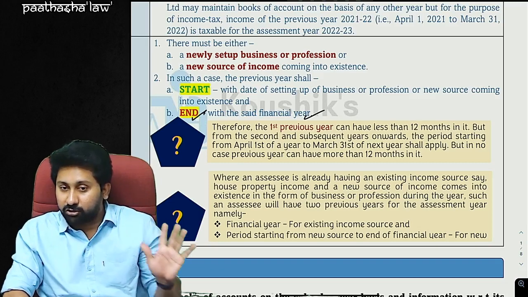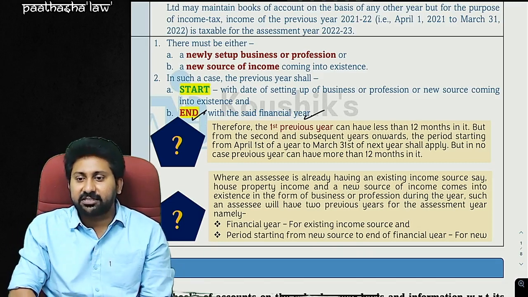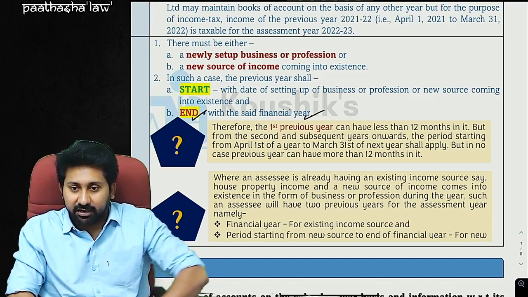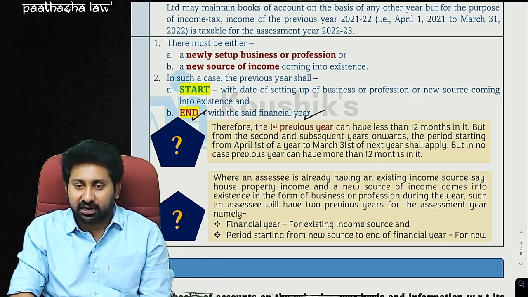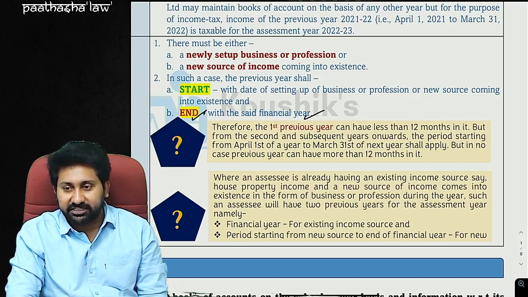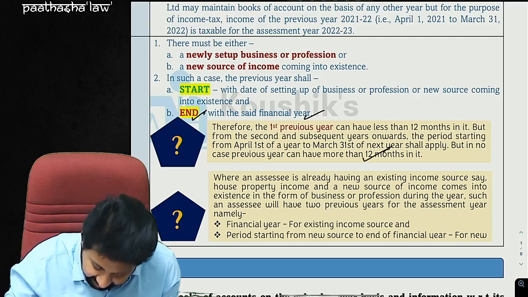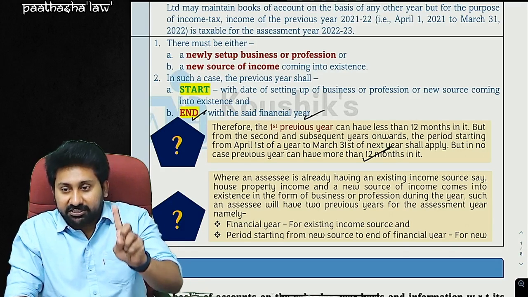Hope everyone understood the concept clearly, right? Next. Therefore, the first previous year can have less than 12 months in it. But from the second and subsequent years onwards, the period starting from April 1st of a year to 31st March of the next year shall apply. But in no case can the previous year have more than 12 months in it. I repeat once again: the first previous year.